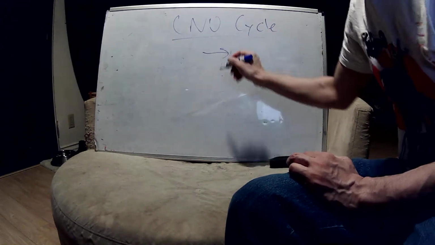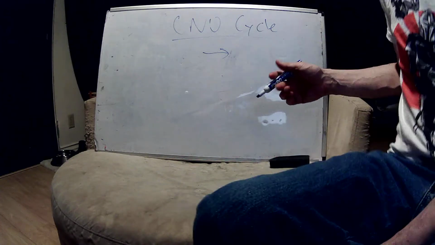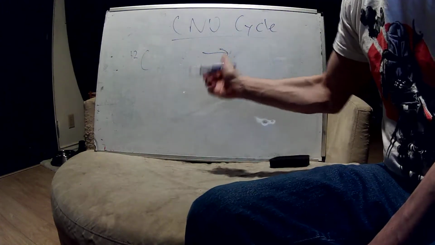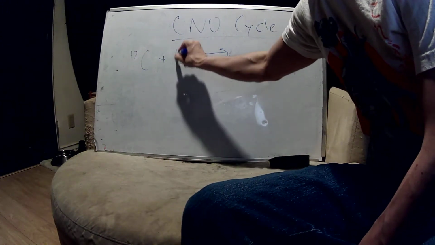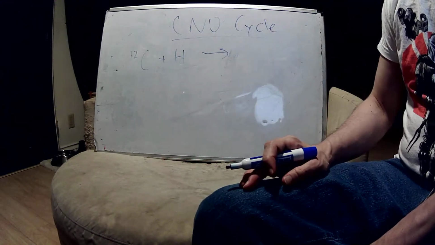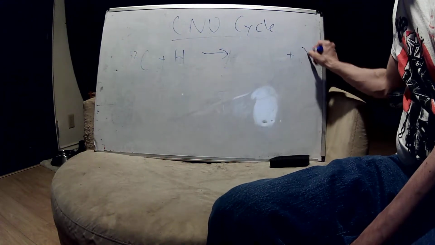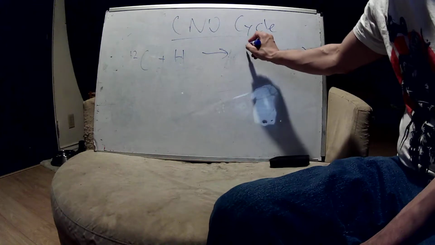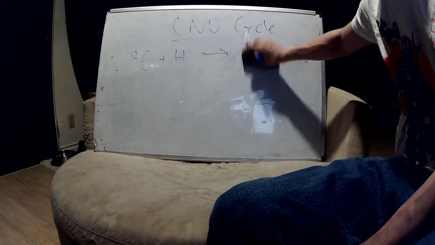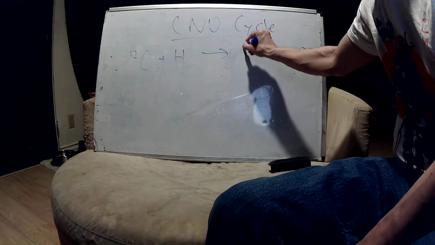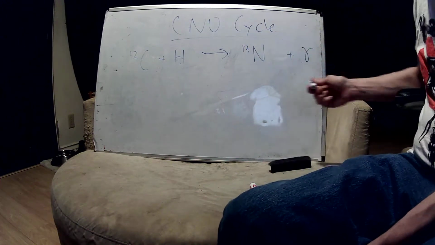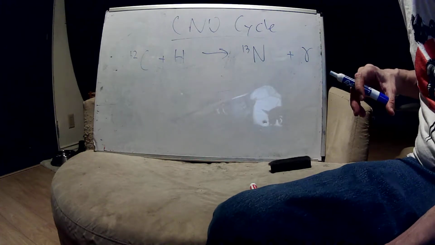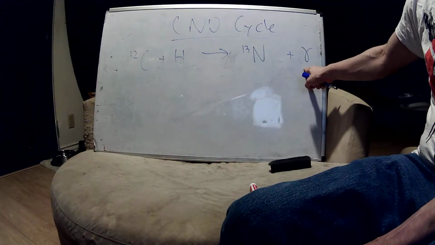Okay, so we're going to start with the carbon-12 atom. So we've got a carbon-12, and we're going to smash into it a hydrogen atom. Now what we're going to end up with is a neutrino. I'm sorry, that's a gamma ray, right? Because there's going to be a little bit of nuclear binding energy difference. That's right. So what we're going to end up with is a nitrogen-13, and some energy, right? One of these gamma rays.